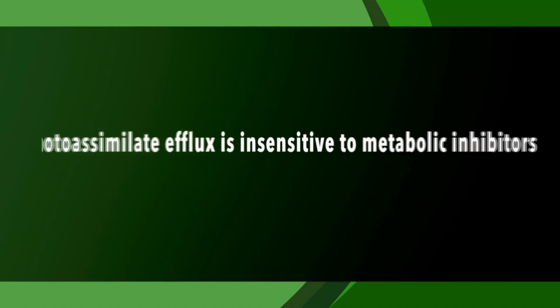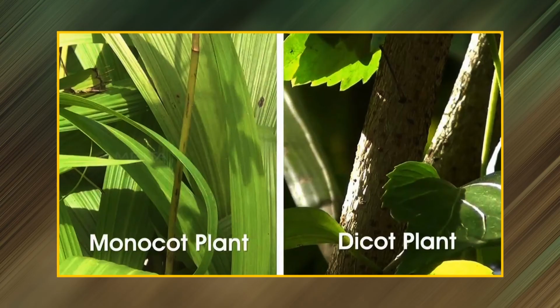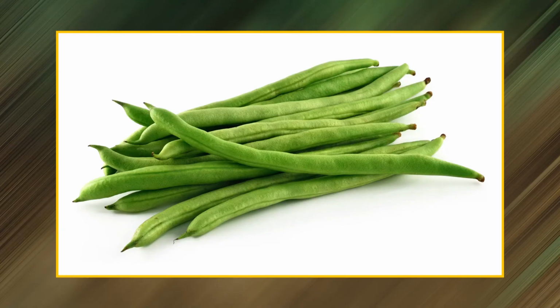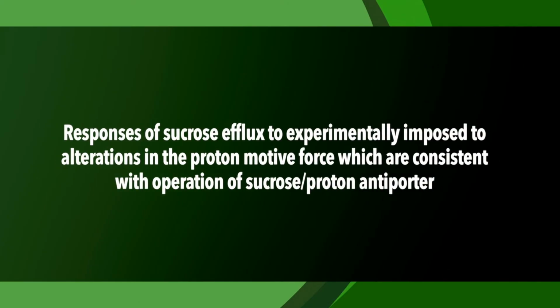This assertion is supported by the finding that photoassimilate efflux is insensitive to metabolic inhibitors in seeds of both monocot and dicot species. However, this would not appear to be a universal phenomenon because efflux of sucrose from French and broad bean seed coats is slowed by membrane-permeant metabolic inhibitors. In these cases, the response of sucrose efflux to experimentally imposed alterations in the proton motive force is consistent with the operation of a sucrose proton antiporter.